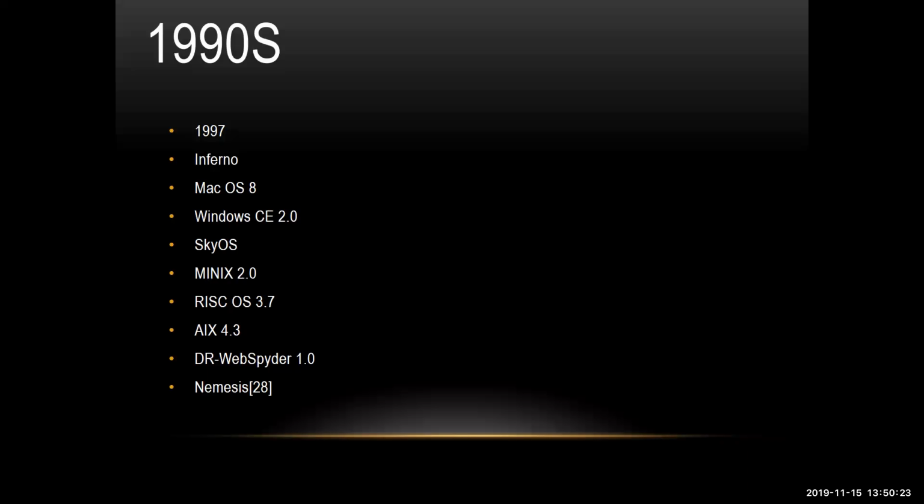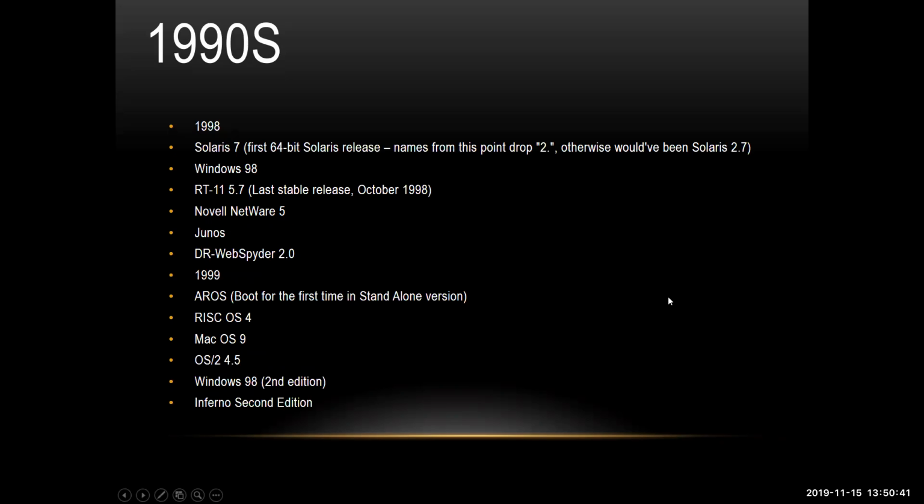And then lastly, we had Nemesis. It is an operating system designed by the University of Cambridge, the University of Glasgow, the Swedish Institute of Computer Science, and Citrix Systems. Then going to 1998, we had Solaris 7, and then Windows 98.